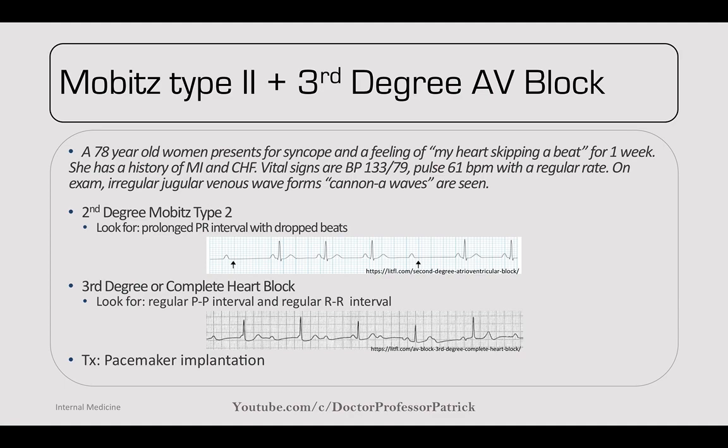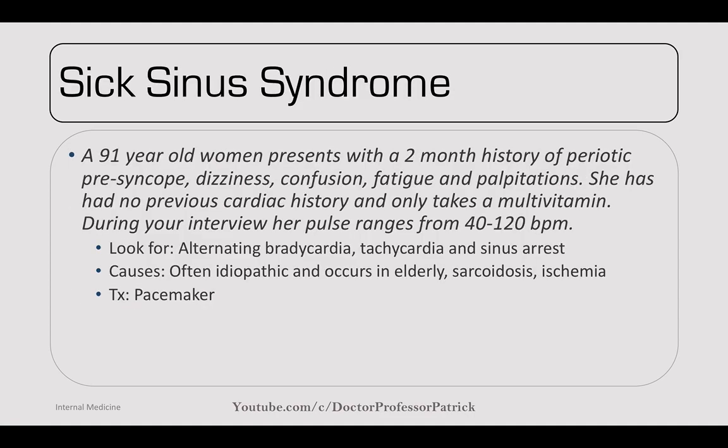For our second degree heart block, or Mobitz type 2, we're looking for prolonged PR intervals with dropped beats. These are the same distance apart, they're not getting longer. Type 2 is more dangerous than type 1 because it'll likely lead to type 3. So with either of these, we're going to want to treat with a pacemaker implantation.